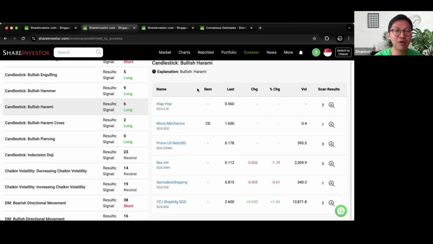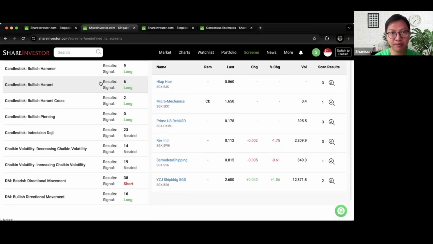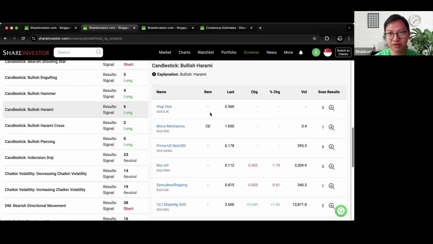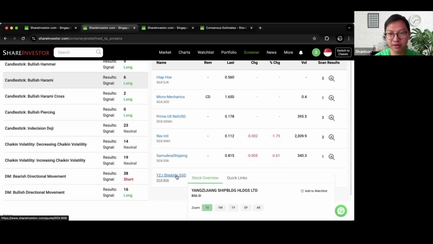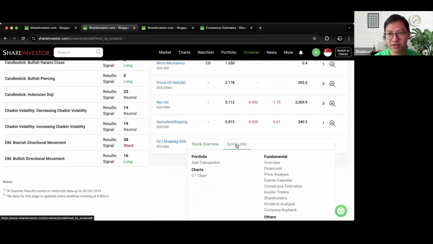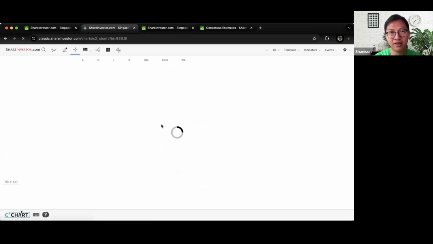So it means that, well, it's a candlestick. You have a downtrend, but there is a slightly bullish candle that is actually showing over here. So just let me give you one example. You click on that, you will show your results, right? So there's a few of them. Let me choose, let's say Yang Zijiang, I want to go to the charts. So I click quick link.